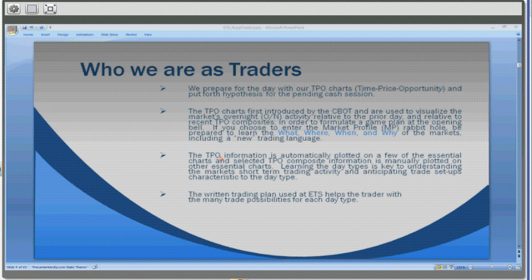Back to here again. Feel free to ask questions along the way, like TPO information. It's all automatically plotted, and we're going to see an upper value area, a lower value area, a point of control, which is usually the fattest part of the profile. Now again, learning the day types is key to understanding what the markets are going to do. We have a written trading plan that tells the trader exactly what the market will do to the tick. It's so fascinating. I hope I get time to show you my favorite trade today. It's just that predictable when you know the day type.